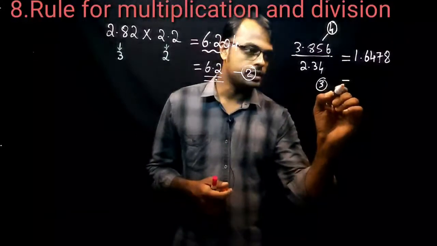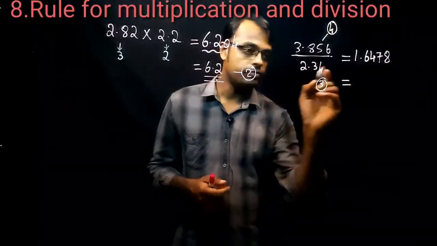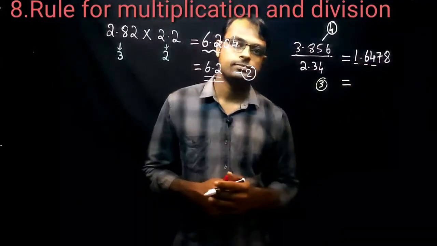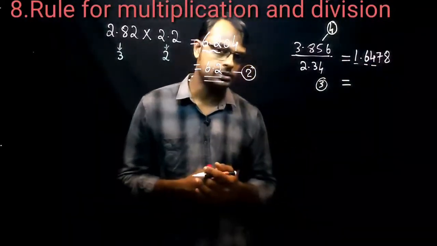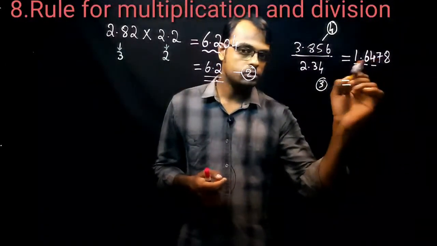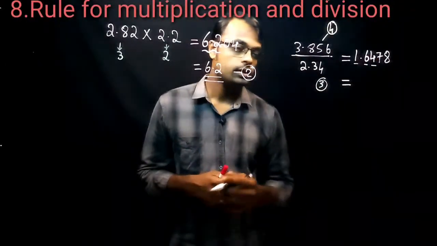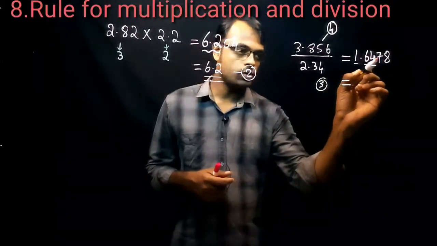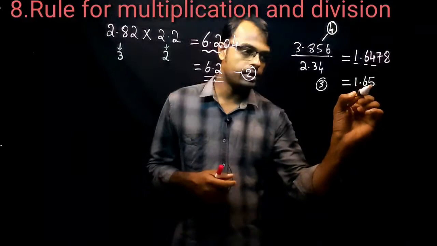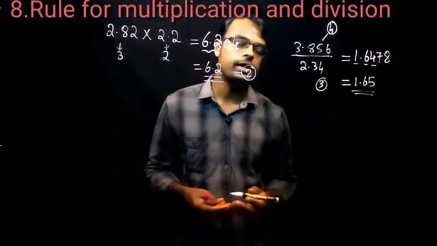So how can you write this answer? Only 3 significant figures. So that means 1, 2, 3. So 1.64 must be the answer. But if you see, after the 4, a 7 is coming. So round off, you may have learned that one. So what we can write this answer as, if you round off, 1.65 is the final answer.